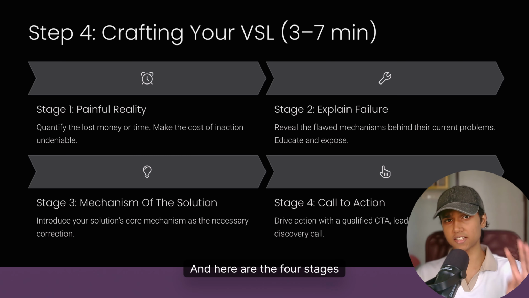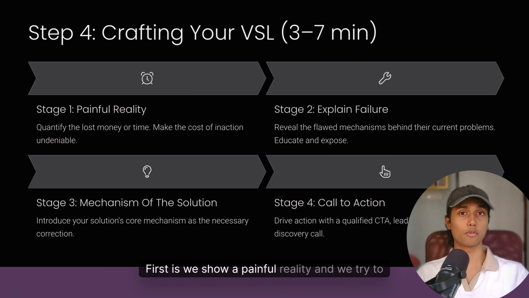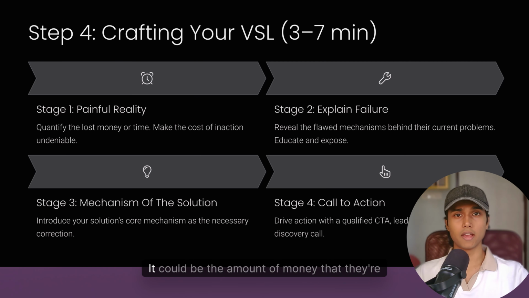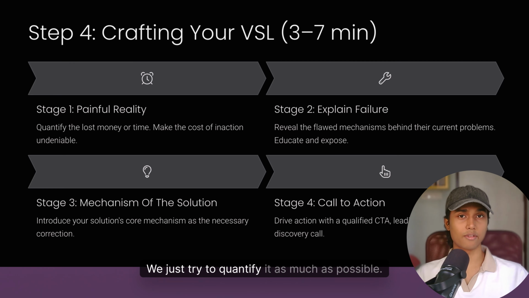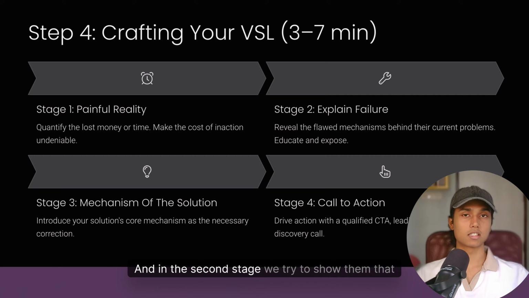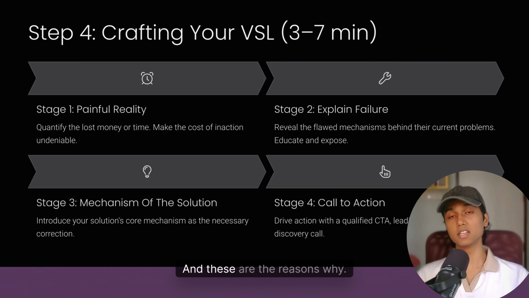And here are the 4 stages that we cover in that video sales letter. First is we show a painful reality, and we try to quantify the pain as much as possible. It could be the amount of money that they're losing, it could be the amount of time, or it could be the effort. We just try to quantify it as much as possible. And in the second stage, we try to show them that whatever they're currently doing is not working, and these are the reasons why.